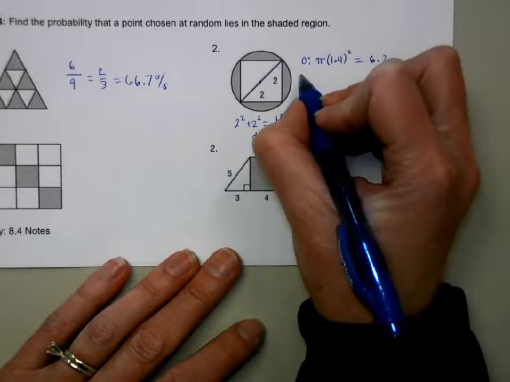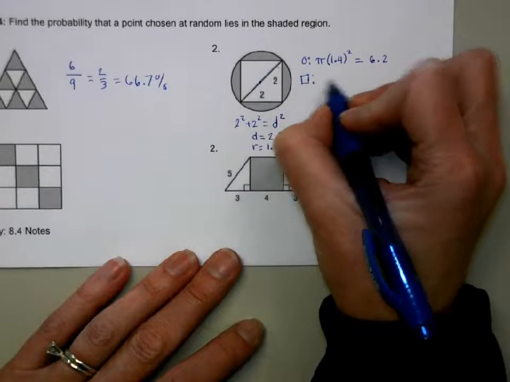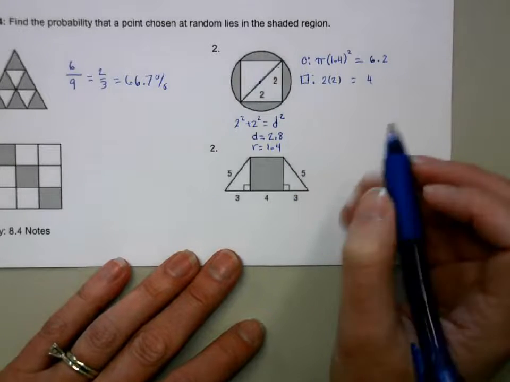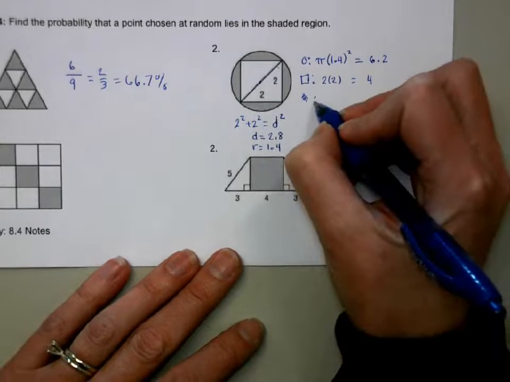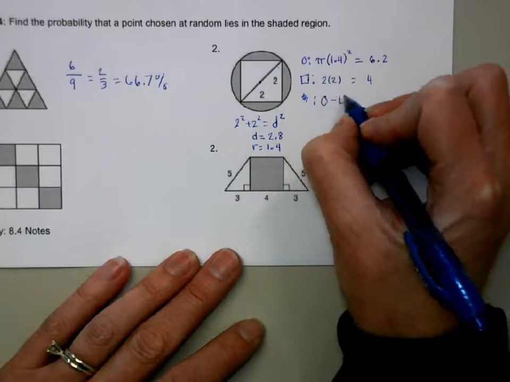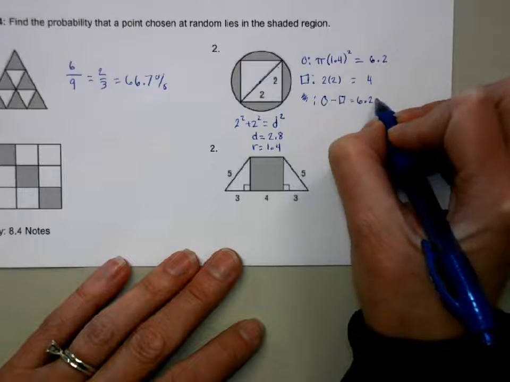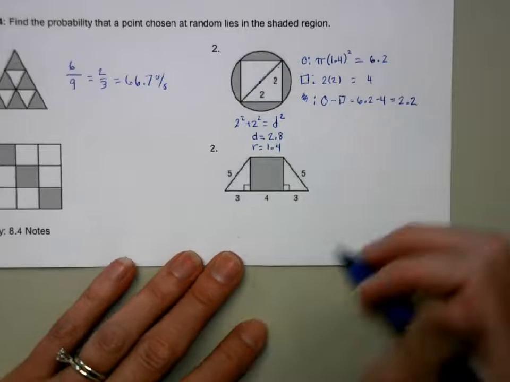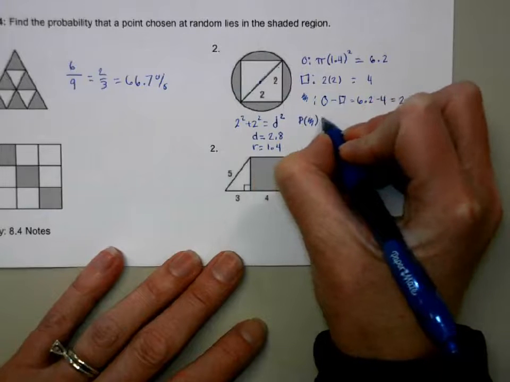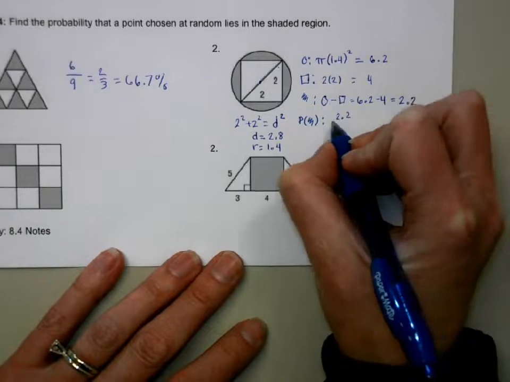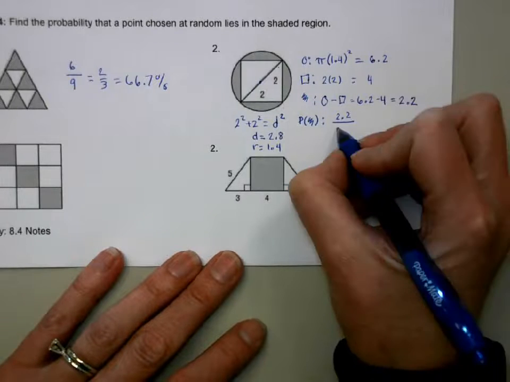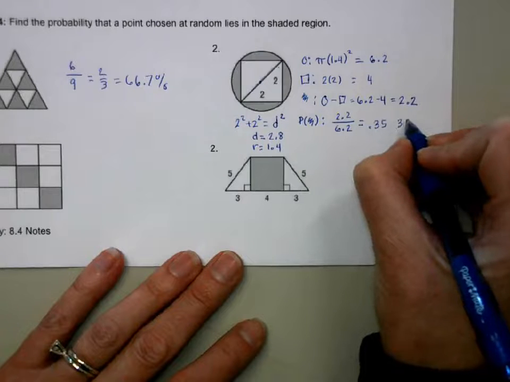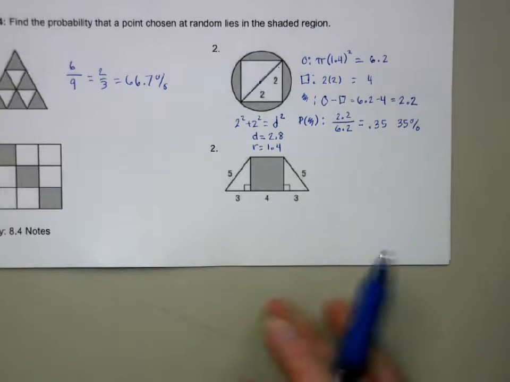Then I'm going to find the area of the square, which is just 2 times 2, which is 4. The shaded region is going to be the circle minus the square. So that's going to be 6.2 minus 4. So my shaded area is 2.2. So the probability of the shaded is the shaded area 2.2 over the whole area, which is the circle, 6.2, which gives us 0.35 or 35%. All right, you do the final two.